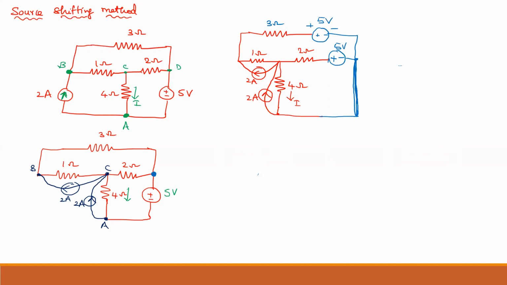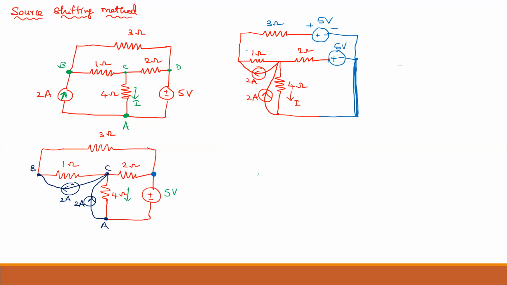Now, you observe here, 5 volt connected in series to the 3 ohm resistor. It is a practical source. 5 volt connected in series to the 2 ohm resistor. It is also a practical source. Now, in these two steps, what we have done: the voltage source and current sources, previously in the question, were given as ideal sources. Now we converted them to practical sources, then the procedure is the same.